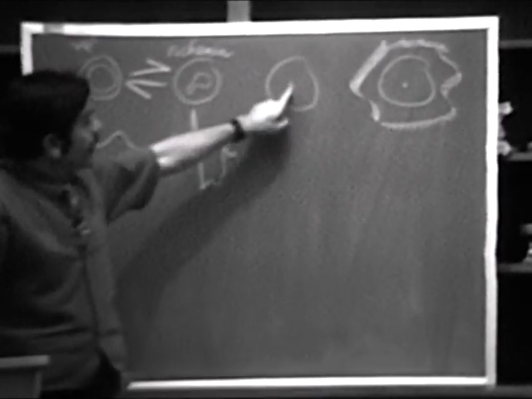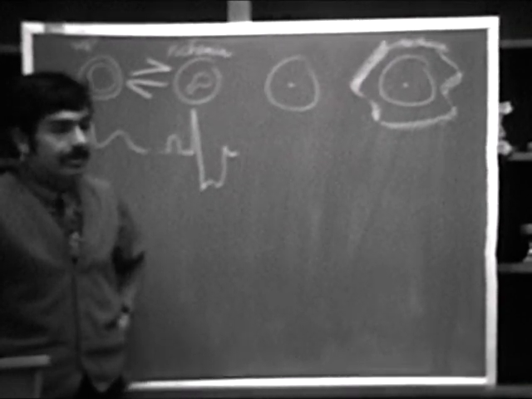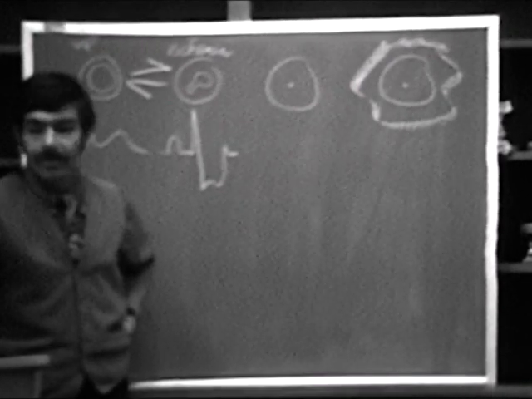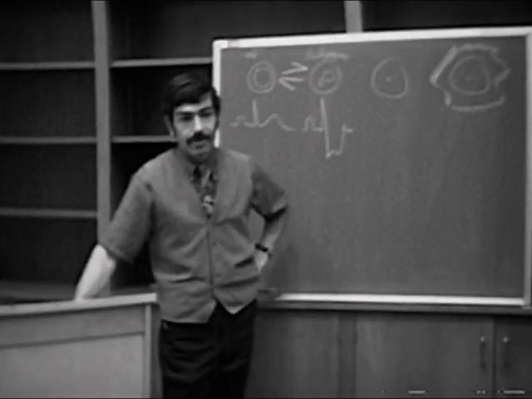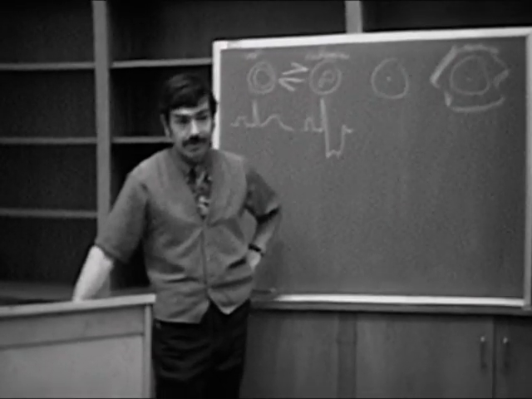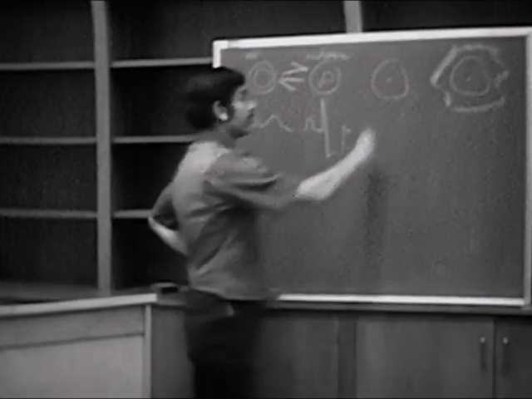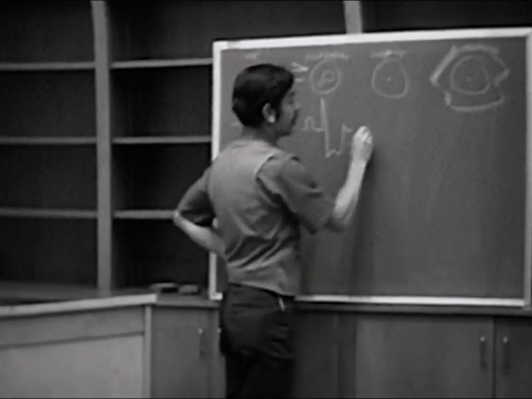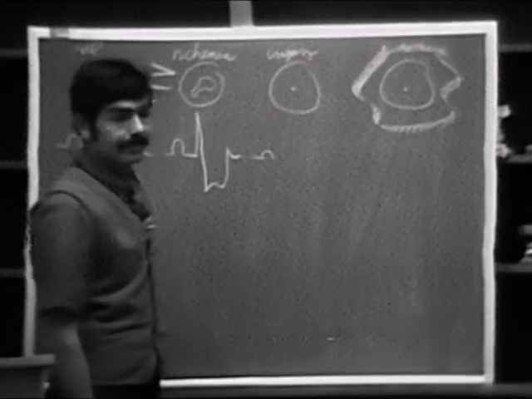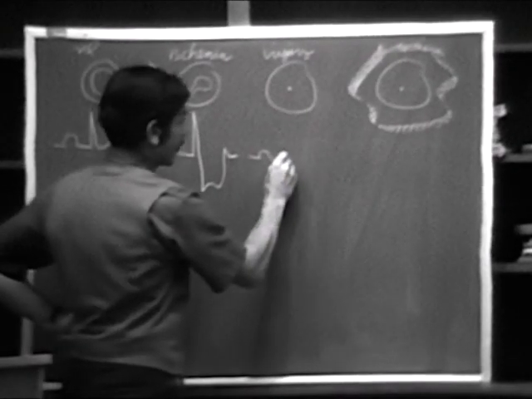All right, now let's say that we completely occlude that vessel. What happens to the EKG in that situation? It's not infarcted yet. It becomes what? Injury. And with injury, what do you see in the electrocardiogram? ST segment becomes elevated.